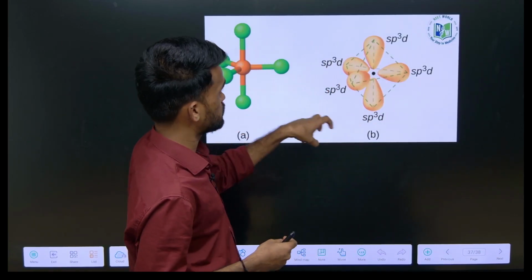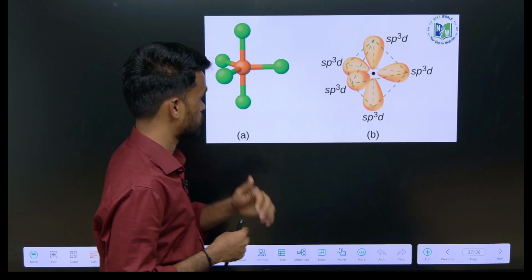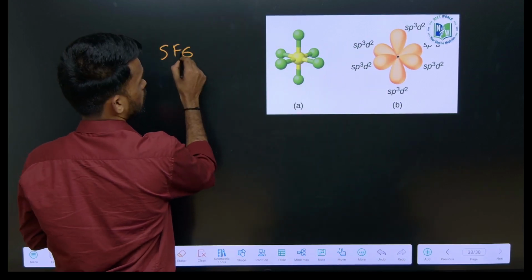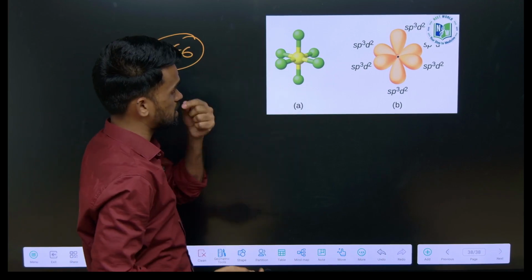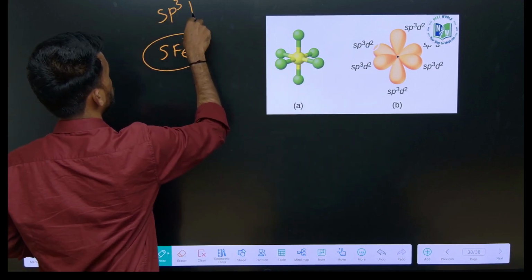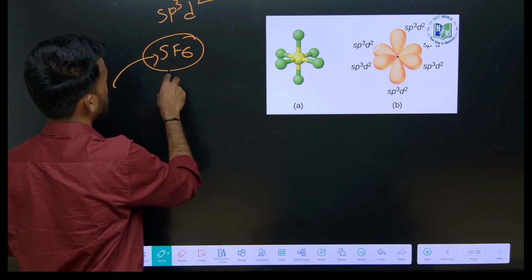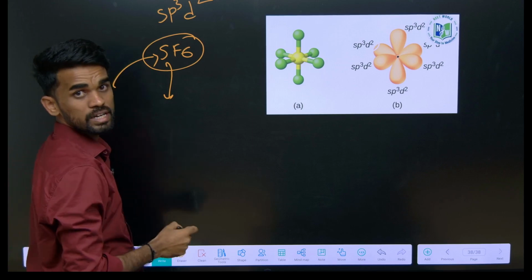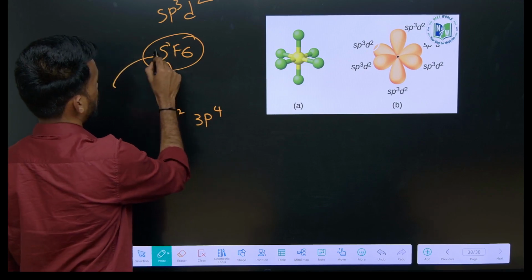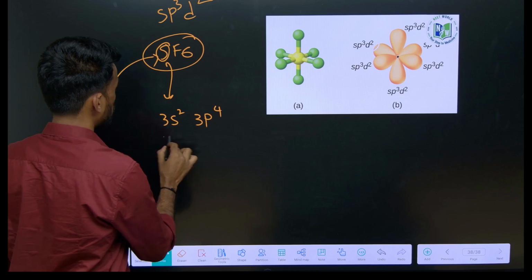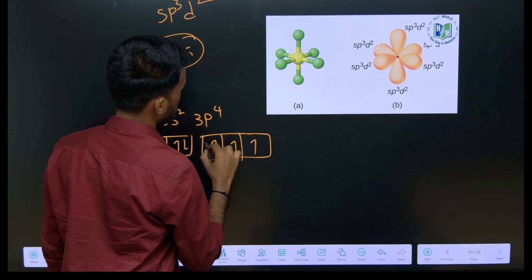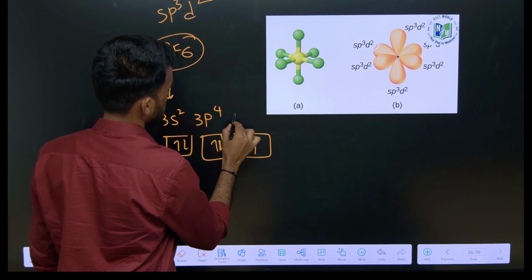And this is the sp3d hybridization pictorial representation. Next we have SF6 as an example. See how many hybrid orbitals are required here: sp3d2. We are discussing sp3d2, so for this I am taking SF6 as an example. See, sulfur has, what is the electronic configuration? The valence electronic configuration is 3s2 3p4. This is the sulfur element from the oxygen family.